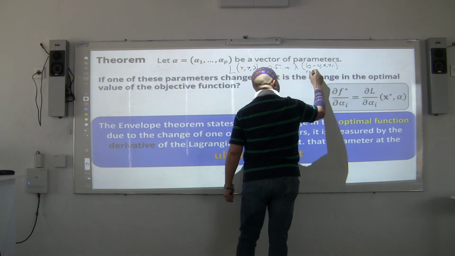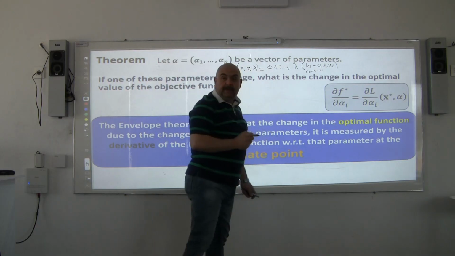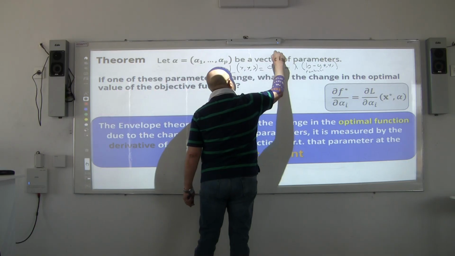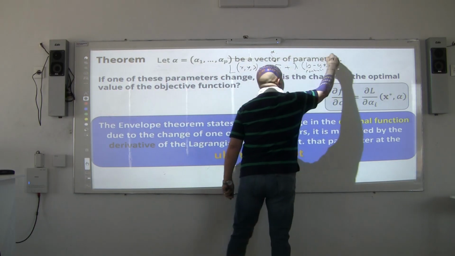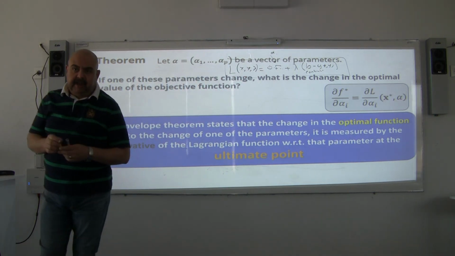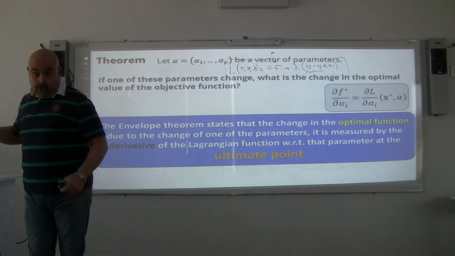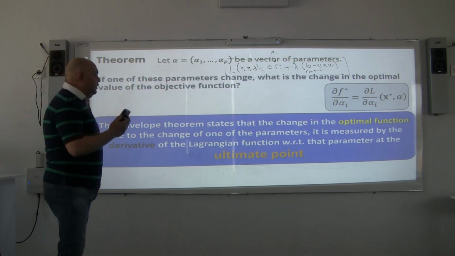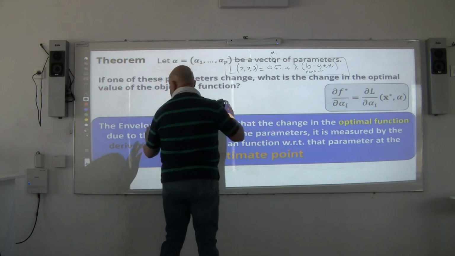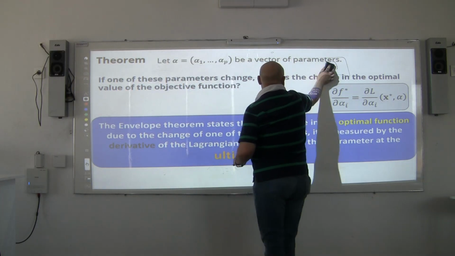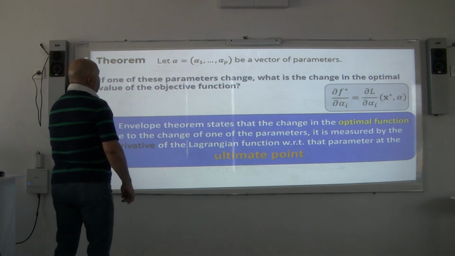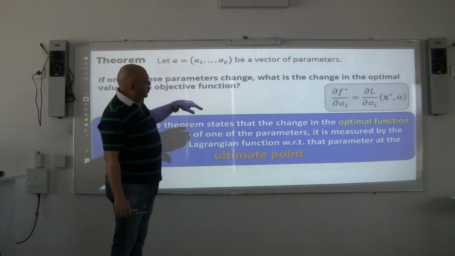ده الجزء الخاص بالكونسترين. معايا جميل؟ يبقى انا لو عندي certain parameter ده كان already exist في الاوبجكتيف فانكشن، دي المين رول او المين فانكشن اللي كونكتنج الديسيجن فاريبلز بالبارامتر بتاعي. يبقى لو عملت ديريفاتيف هقدر ابلاي الانفلوب ثيوري زي ما انا عملت قبل كده to discuss the changes on the optimal solution. فهنا بيقول اهو let alpha 1 up to alpha b be a vector of parameters.